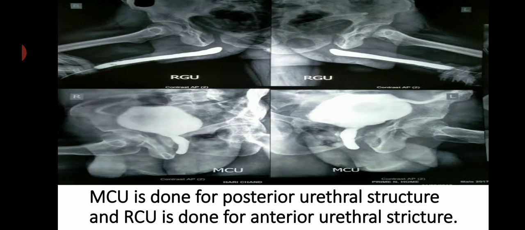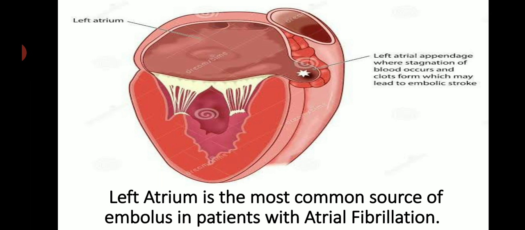Micturating cystourethrography is done for posterior urethral structure, and retrograde cystourethrography is done for anterior urethral structure. Left atrium is the most common source of embolus in patients with atrial fibrillation.